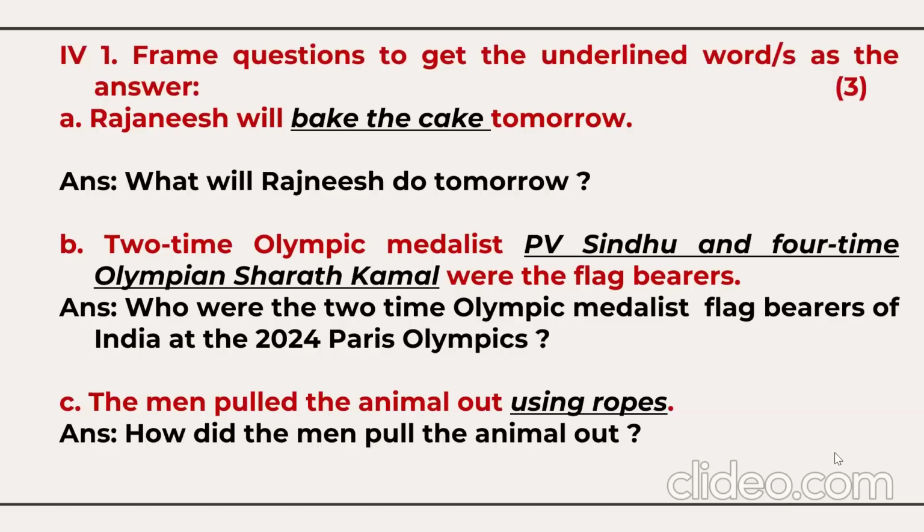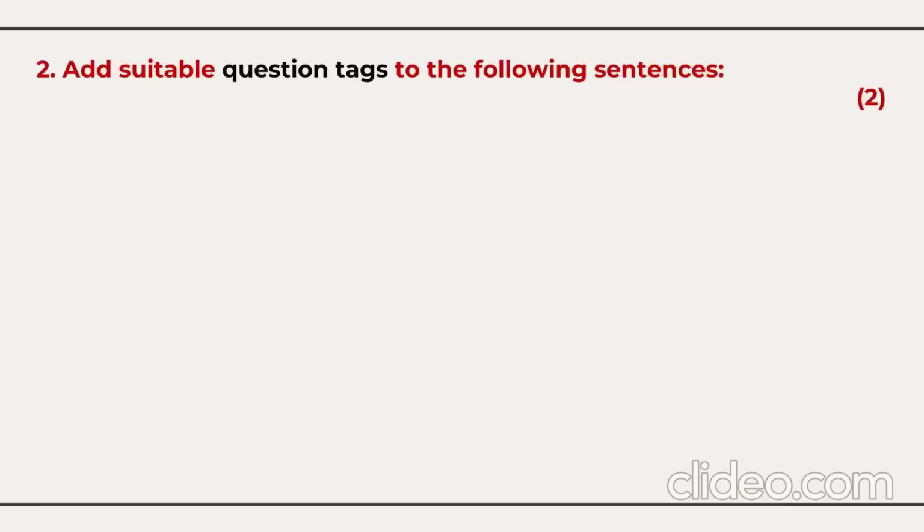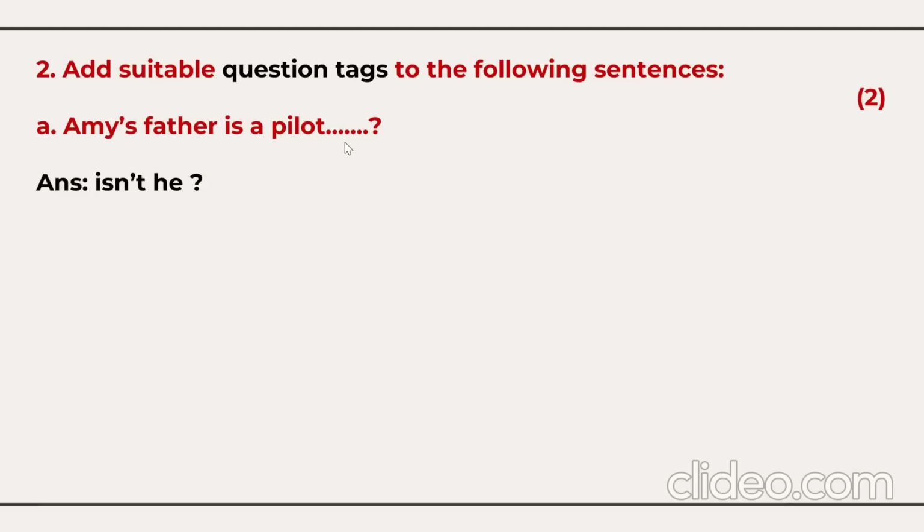So questioning, 3 marks. Now you have another very important section here, questioning. WS question, 3 marks. Then you have 2 questions for question tags. Amy's father is a pilot. So remember, when you frame a question tag, if the helping verb is without not, the question tag should be negative.